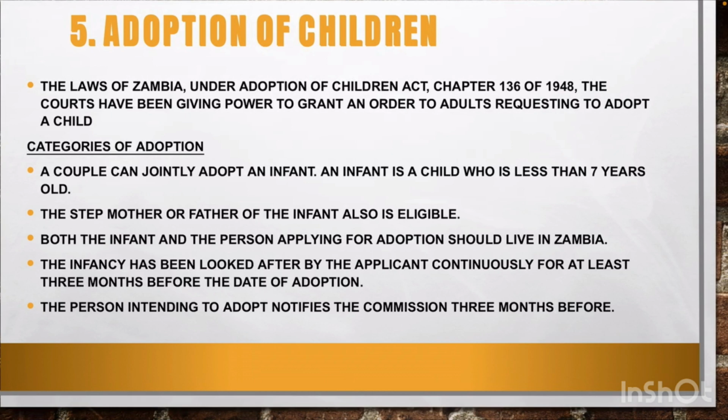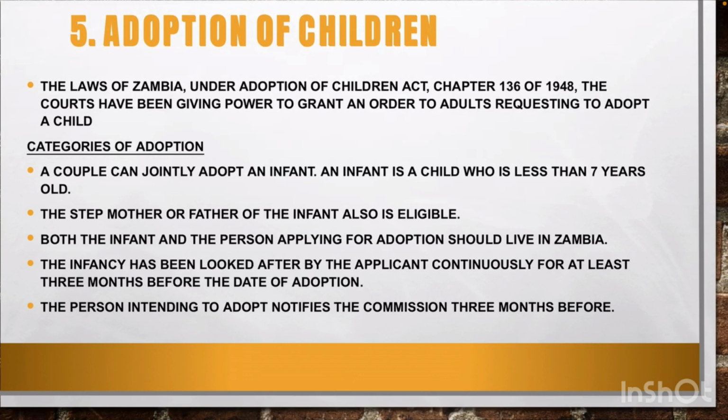Categories of adoption. A couple can jointly adopt an infant. So who is an infant? An infant is a child who is less than 7 years old. So you can adopt as a couple. The stepmother or father of the infant is also eligible. Stepmother, like the child is not your biological child, so you can adopt. Both the infant and the person applying for adoption should live in Zambia. The infant has been looked after by the applicant continuously for at least 3 months before the date of adoption.